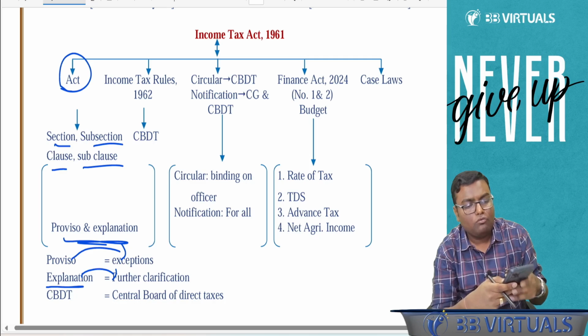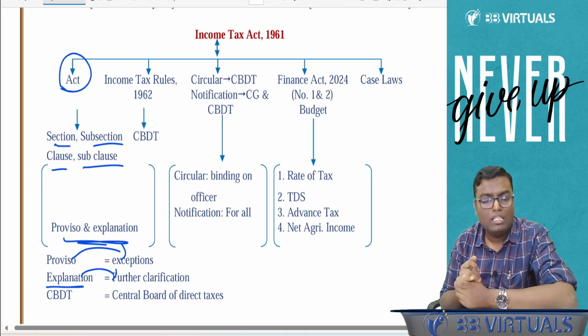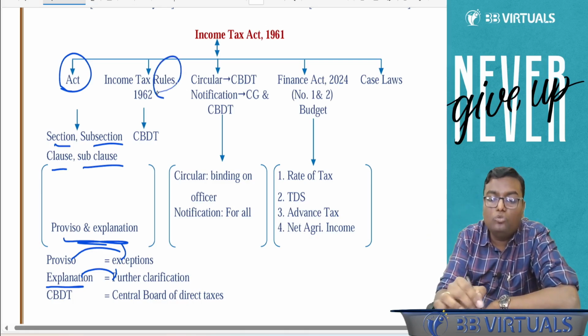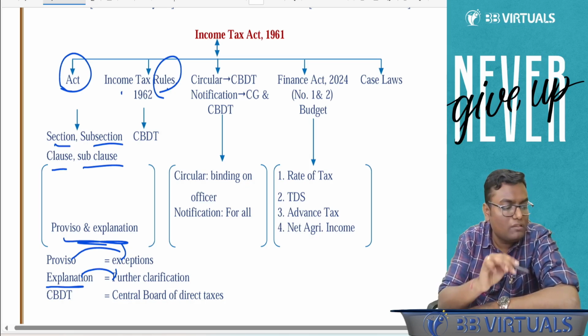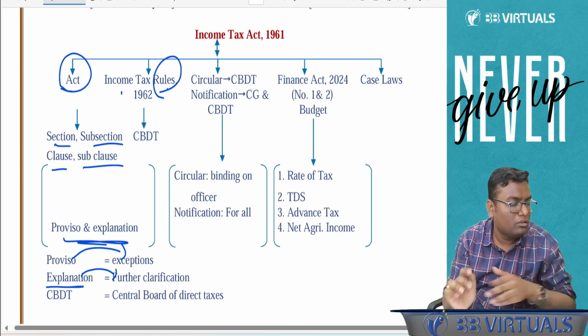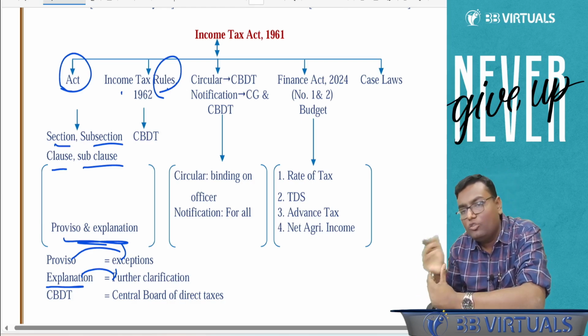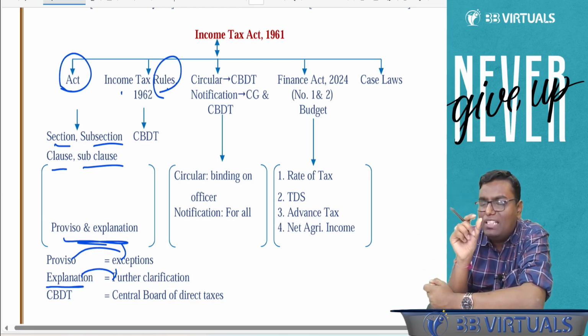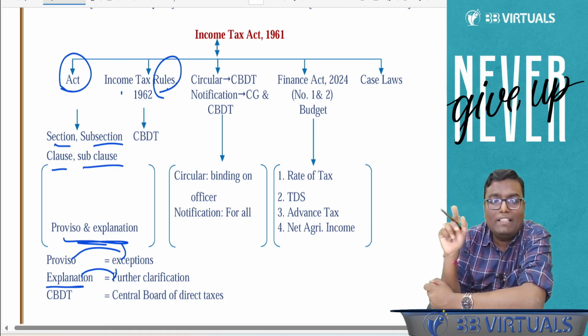What will we be learning afterwards? One is the Act. Second, we will be studying rules. For us, the rules are the Income Tax Rules 1962. What is the year of the Act? 1961. What is the year of the rules? 1962.